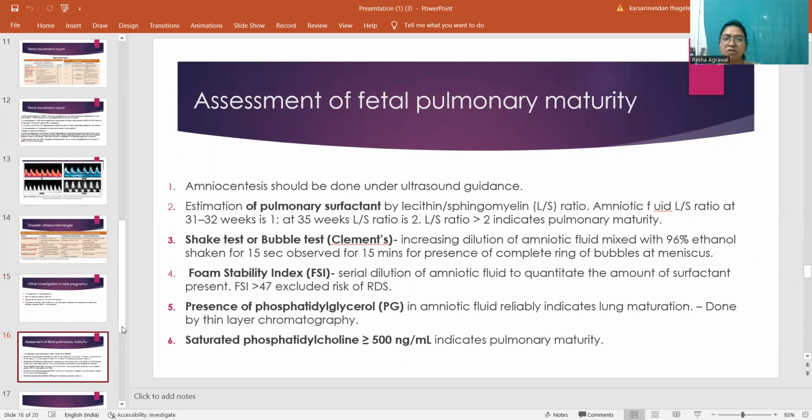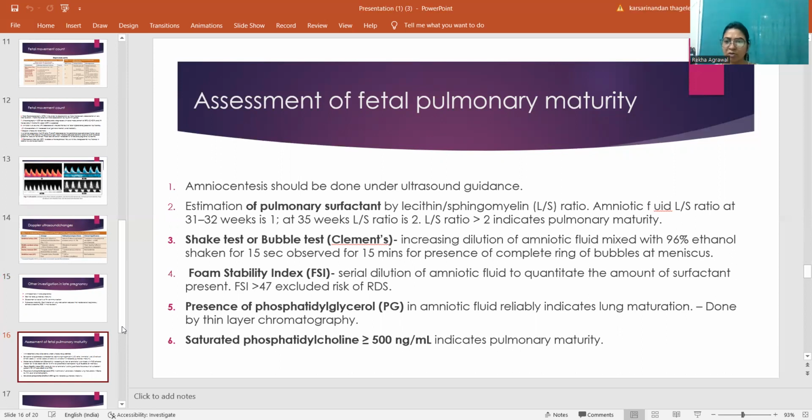Then comes the assessment of fetal pulmonary maturity. Amniocentesis should be done under ultrasound guidance. Estimation of pulmonary surfactant by lecithin sphingomyelin LS ratio. The amniotic fluid LS ratio at 32 weeks is 1, at 35 weeks is 2, and more than 2 indicates pulmonary maturity. So for the LS ratio, you can just remember, if it is more than 2, that means it is a mature baby.